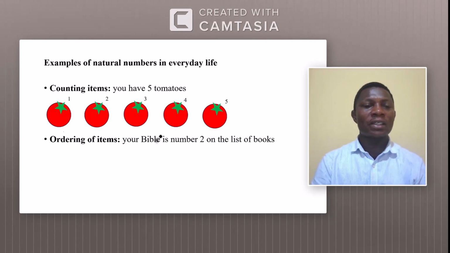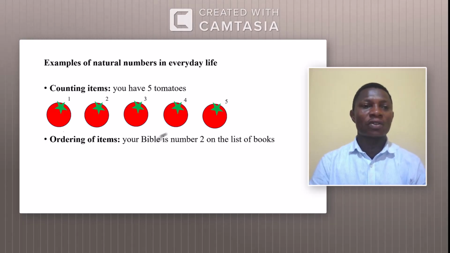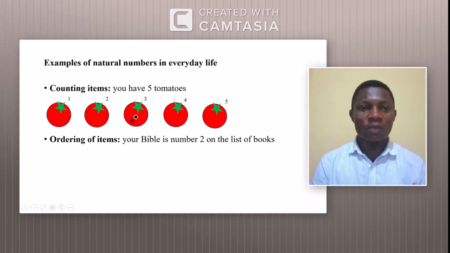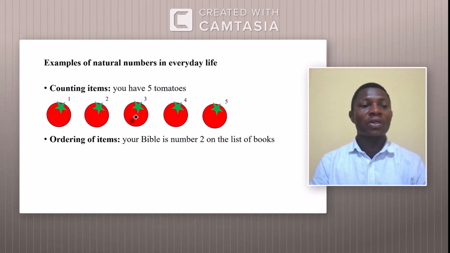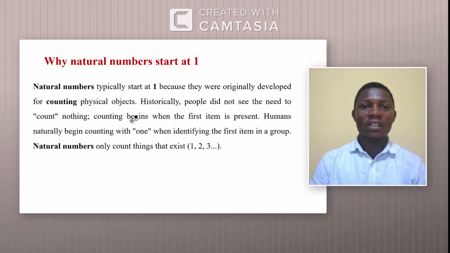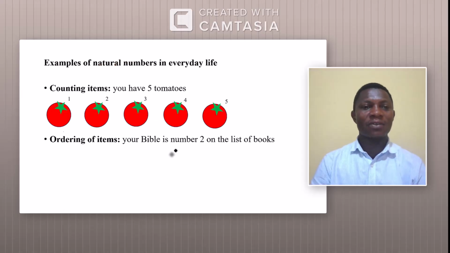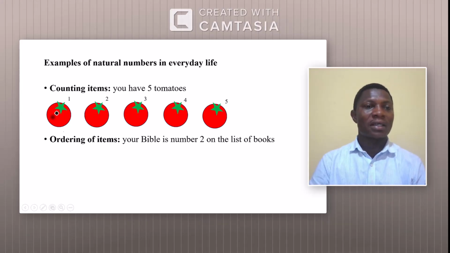We made mention of two major uses of counting numbers. The first one is for counting items and also for ordering of items. So you have 5 tomatoes. If there are no tomatoes to be counted, you cannot even say the number of tomatoes you have. But the moment there are tomatoes, you can count them by starting from 1. So natural numbers only count things that exist. If there's nothing to be counted, there's no need to count nothing. So that is one use of natural numbers or counting numbers.